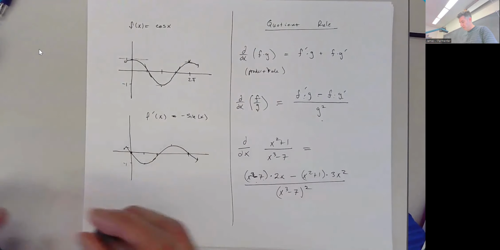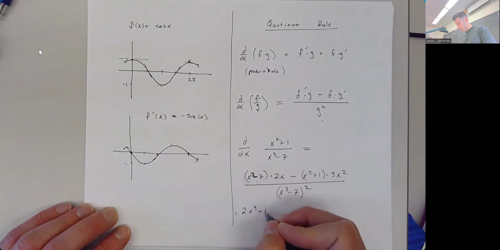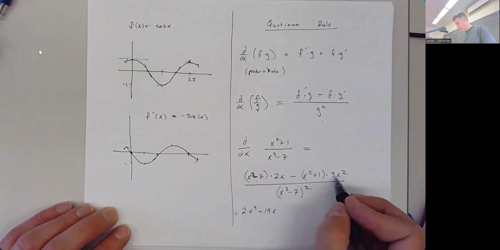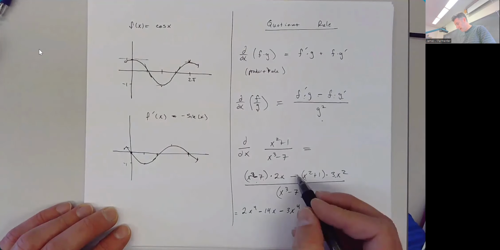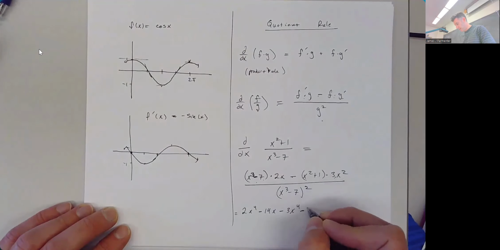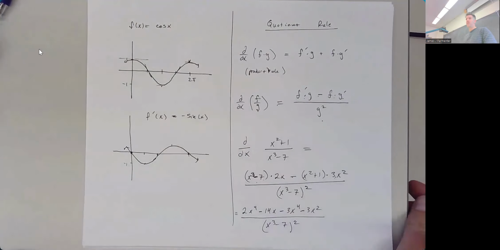It's not that terrible. If we distribute the 2x, we get 2x to the 4th minus 2x times 7 is 14x. Minus 3x squared times x squared is minus 3x to the 4th. Minus 3x squared times 1 is minus 3x squared. All over, I wouldn't multiply at the bottom. And then you could probably simplify the top a little bit more. But that is what we do if we're simplifying.